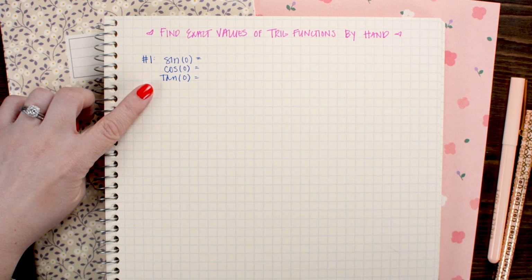So the first thing you're going to do in all of these problems today is make a little miniature axis, and this is going to be the same axis that you would have on a unit circle, although we're not going to draw the entire unit circle. We are only going to draw the parts that we need to evaluate our problem.